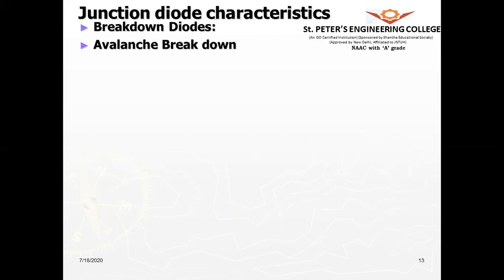So that current is the reverse current which can damage the diode. In a diode you can expect two types of breakdown. One is called the avalanche breakdown, and the other one is the Zener breakdown. Avalanche breakdown occurs when both the p and n types are lightly doped, and we apply a very large voltage, and because of this large voltage, there is a breakdown.